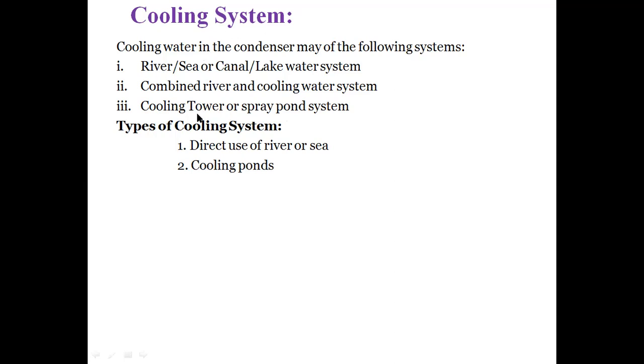So, types of cooling systems. Cooling systems are of two types, direct use of rivers or sea, or indirect use of cooling ponds. In direct use of rivers or sea, a large amount of water must be supplied as coolant. And cooling ponds are the simplest device for recooling the cooling water.